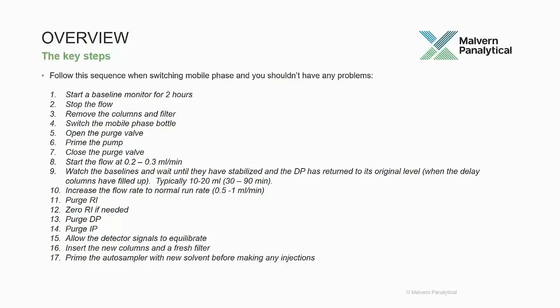In the meantime, prime the autosampler with new wash fluid. Now, once the DP is stabilized, you can increase the flow to your normal run rate, say 0.5 or 1 mil per minute, and then purge out the detectors. Purge the RI, then zero the RI, then purge the DP, and purge the IP. Once those are finished, you can allow your detector signals to equilibrate, install the appropriate columns, and start making measurements.